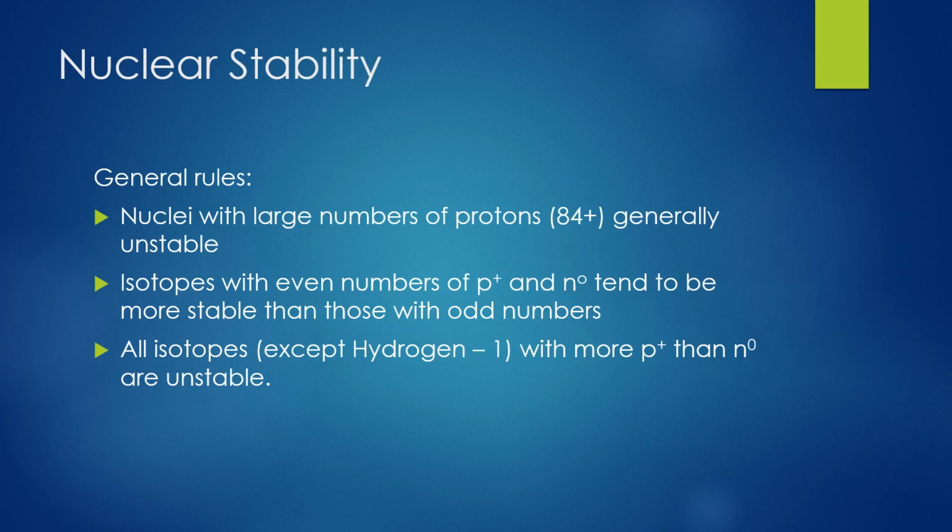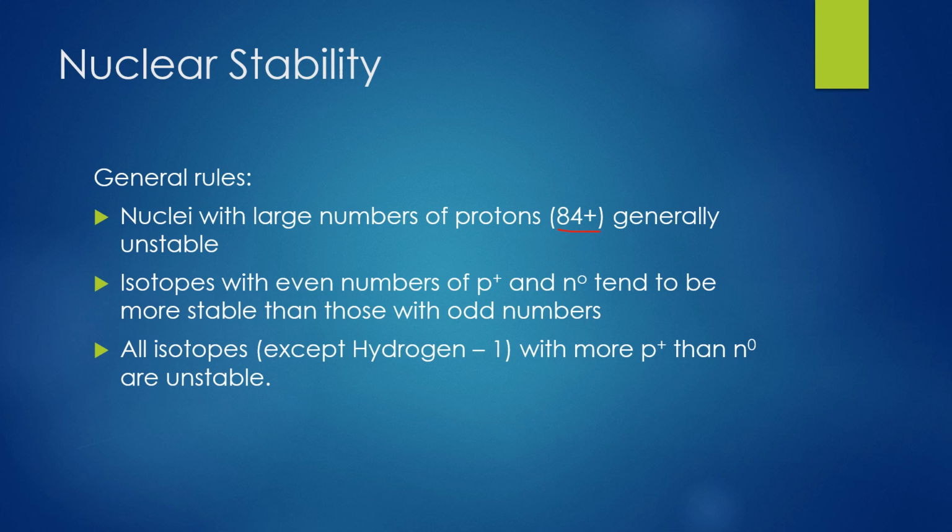Now we're just going to look at some general rules for nuclear stability. So some shortcuts, if you will, on how to identify if a nuclei is going to be stable or not. Because remember, in order for radioactivity or emissions to occur, it needs to be an unstable isotope. So how do you tell if it's unstable just by looking at it? Well, some clues are that nuclei with large numbers of protons, so higher than 84, are generally unstable. So we're looking at those big numbers on the periodic table. We've even talked about some of those as being radioactive.